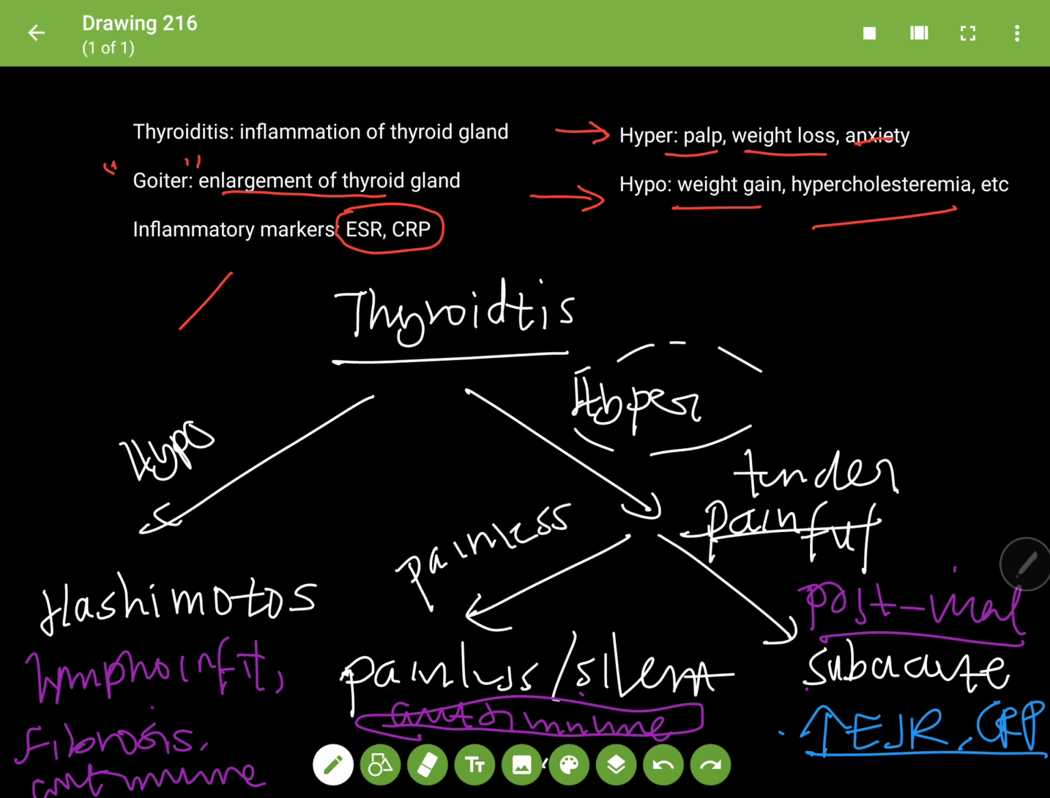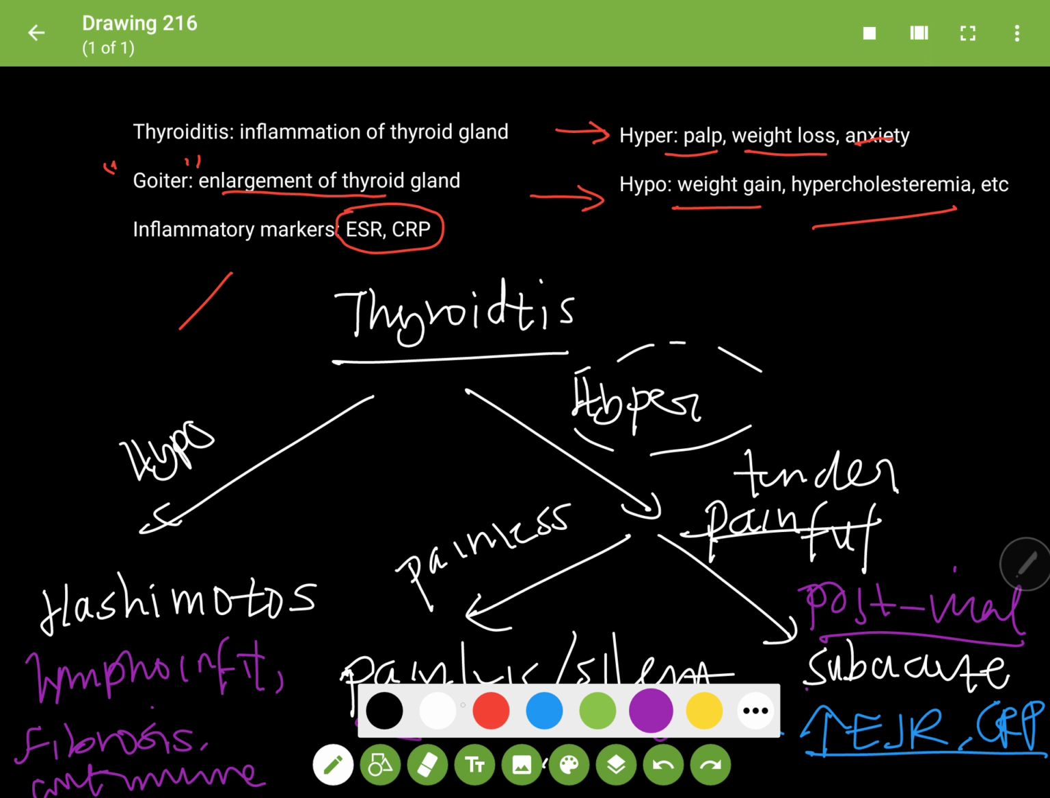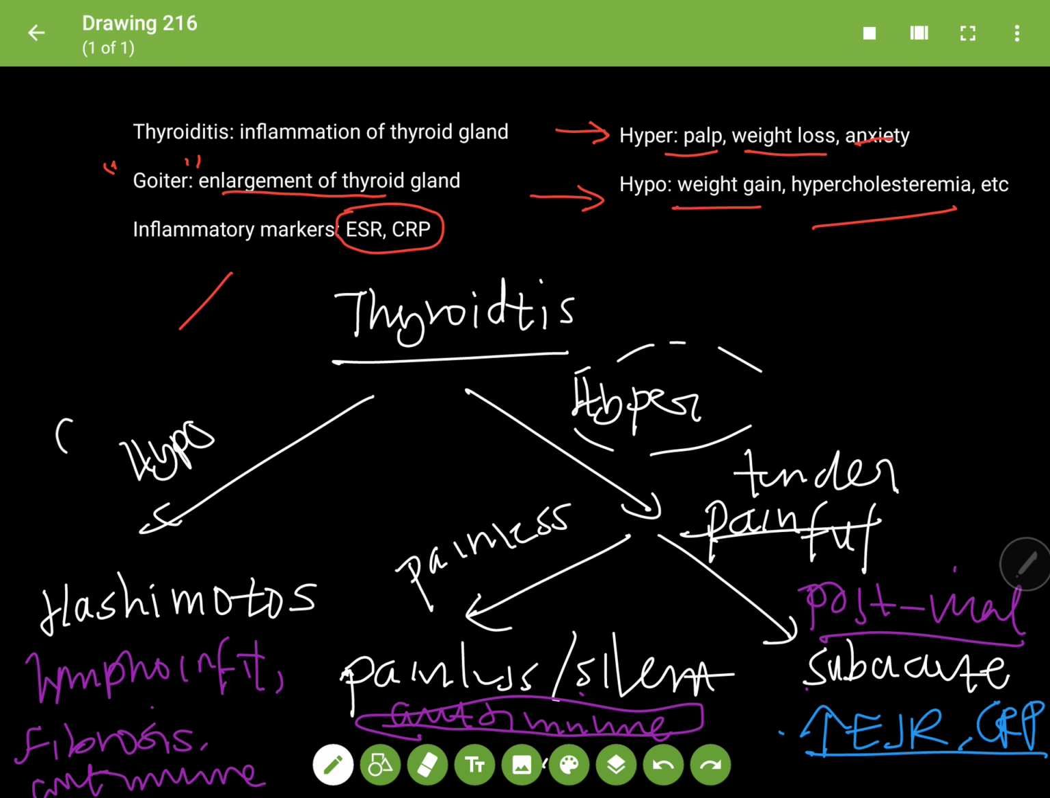Another thing I want to point out is the duration of symptoms. Hashimoto's is a more chronic presentation, whereas the hyperthyroid presenting thyroiditis are more brief.